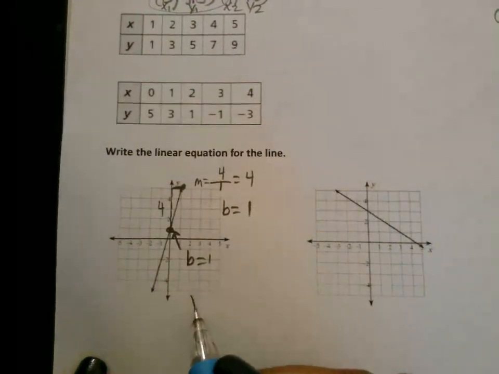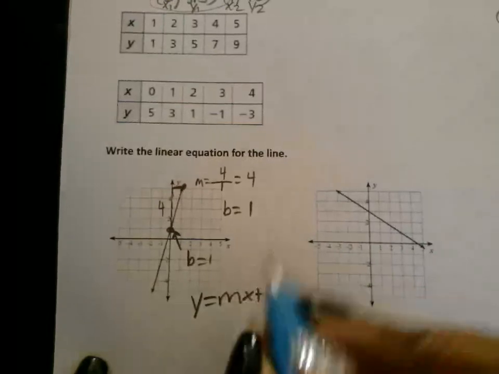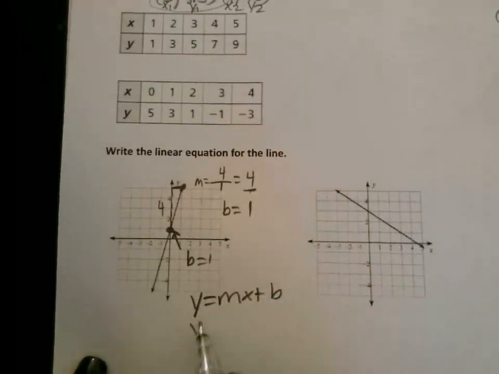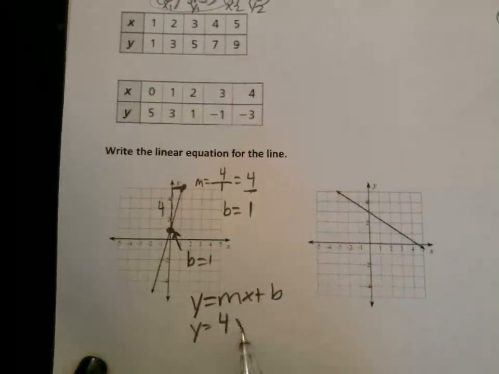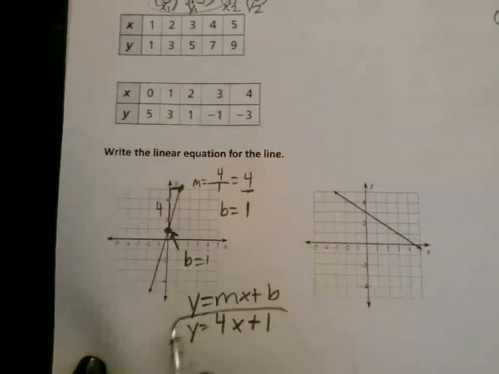So my equation that I write in slope-intercept form, y equals mx plus b, I'm going to replace m with 4, bring down the x, and I'm going to replace b with a positive 1. This is my equation.